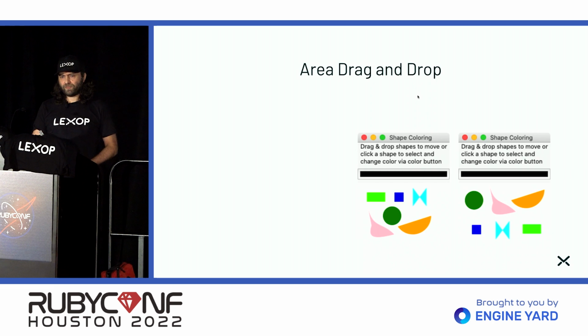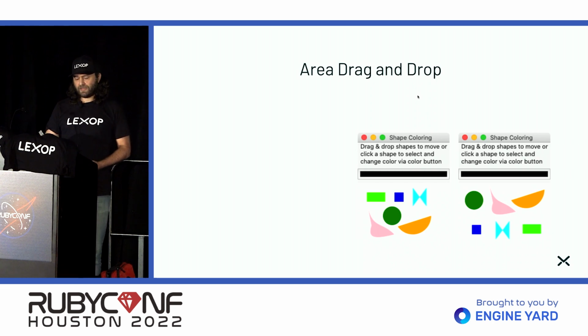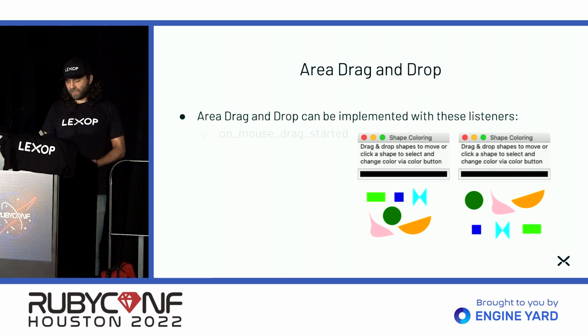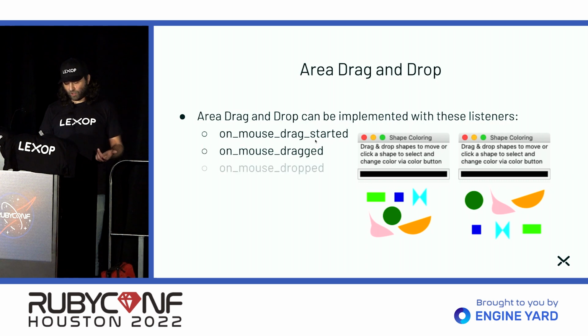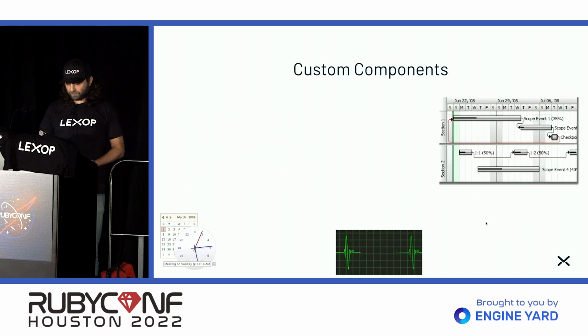Okay, so Area will also give you support for drag and drop out of the box in Glimmer, which got added recently. And you get events like on-mouse drag started, on-mouse dragged, on-mouse dropped. There's an example called shape coloring that lets you basically, using the mouse, grab any shape and move it. And you can see here in the second screen, everything is moved around.